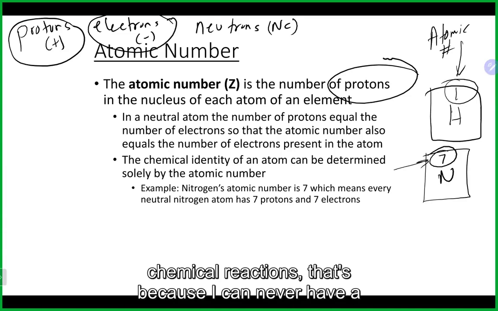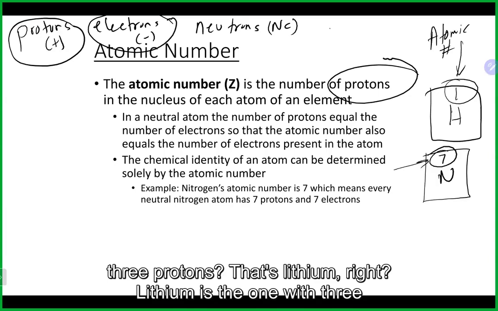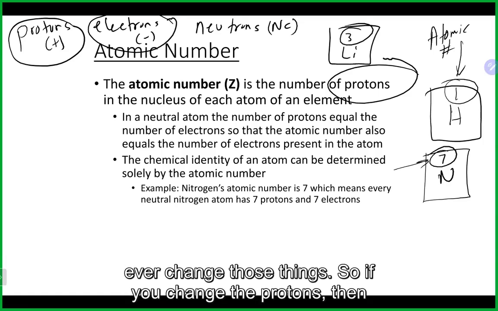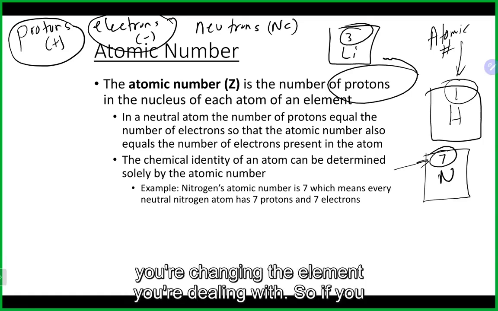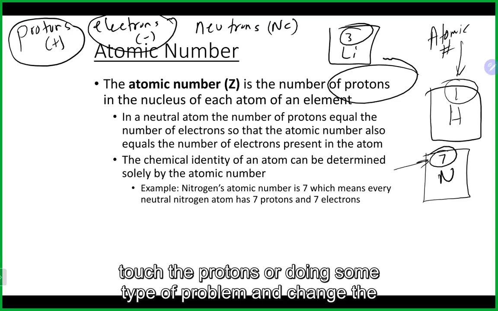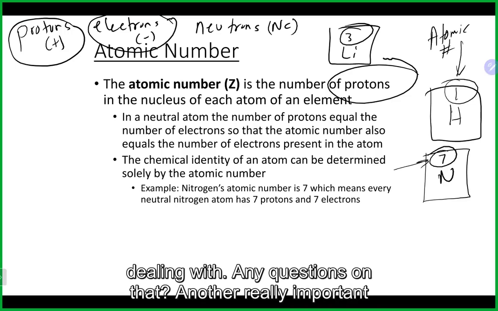That's because I can never have a nitrogen atom that has 3 protons, right? Because who has 3 protons? Yeah, it's lithium, right? Lithium is the one with 3 protons, so it can never be a nitrogen. So it can never ever change those things. If you change the protons, then you're changing the element you're dealing with. So if you for sure know I need to keep this element, you should never touch the protons if you're doing some type of problem and change the number, because then you just change what element you're dealing with. Any questions on that there?